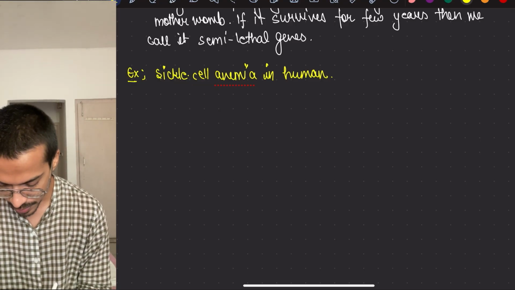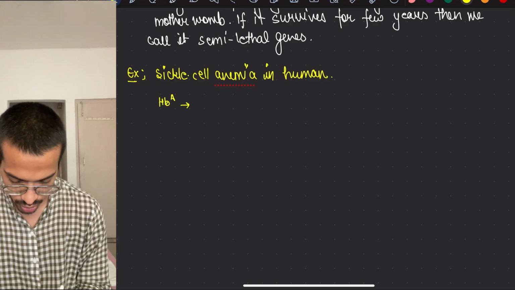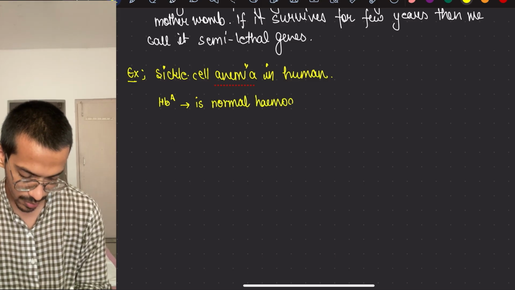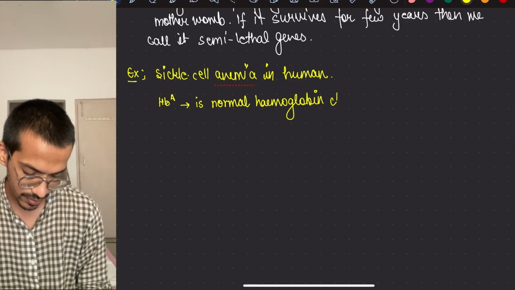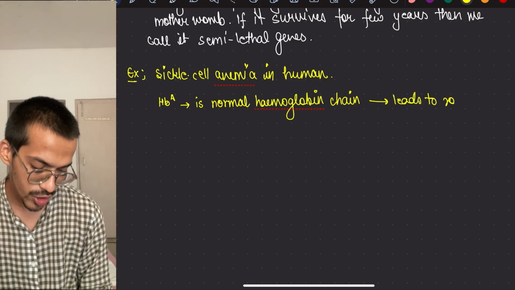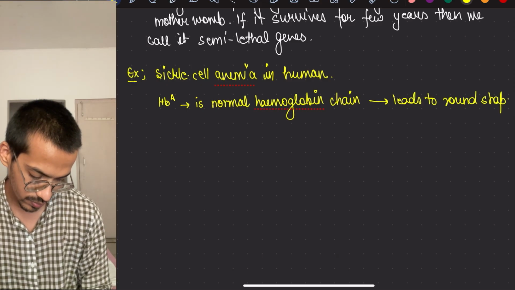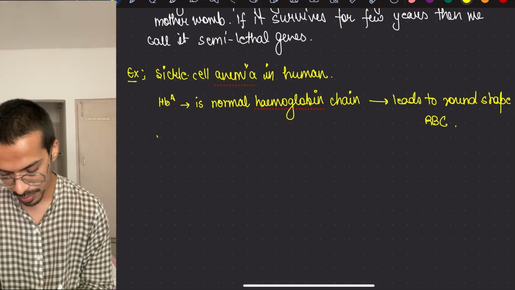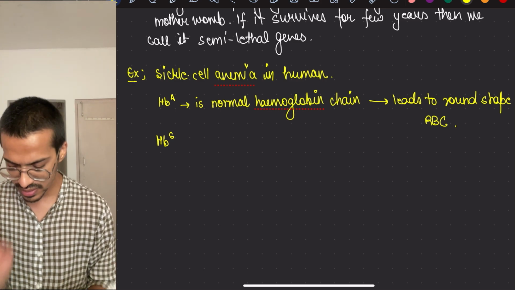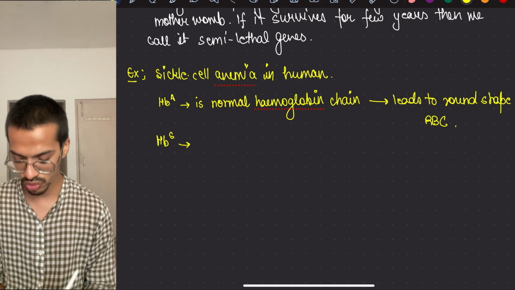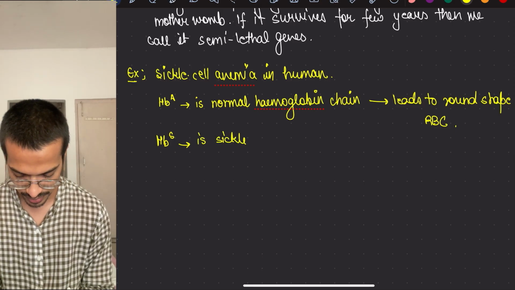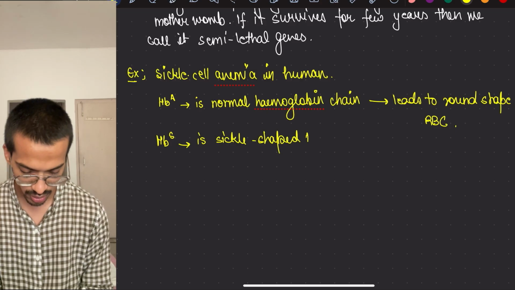So HBA is the normal hemoglobin chain, which leads to round shape RBC. But if by any mutation, which we will do later on, some change occurs in this chain, what happens? HBS is the sickle shaped RBC formed.